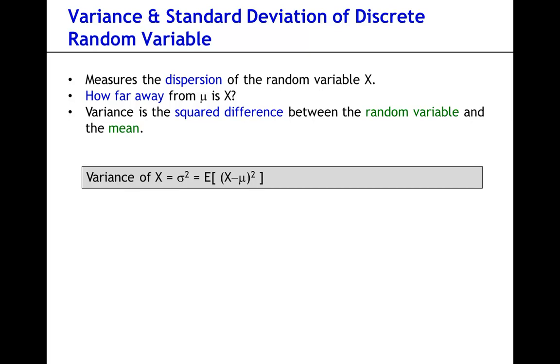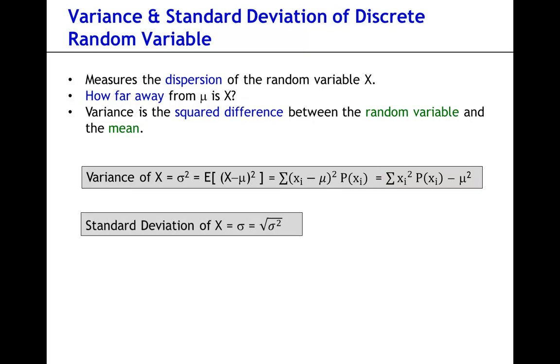When expanded out, this first formula shows the summation of the squared difference between each x sub i and mu, weighted against each probability P of x sub i. The second formula provides an alternative to make computation easier, which we'll employ most of the time. Finally, to get the standard deviation sigma, we take the square root of the variance sigma squared.